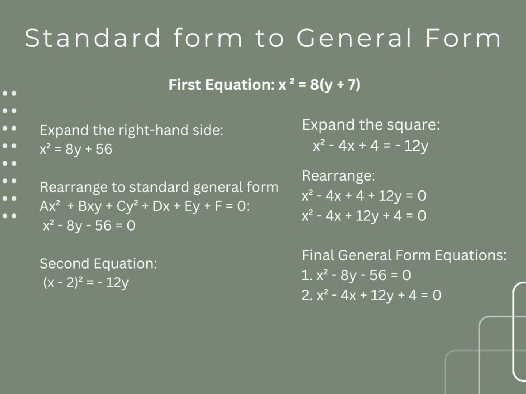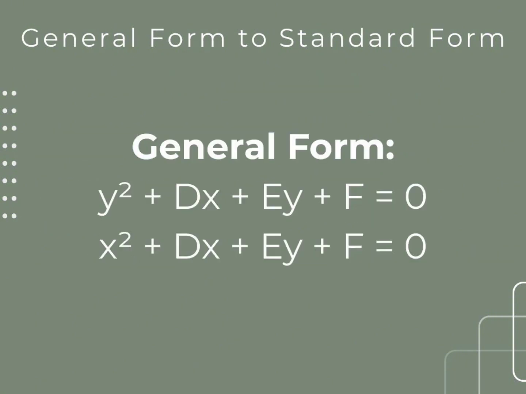And our final general form equation for number 1 is x squared minus 8y minus 56 equals 0. And for number 2, x squared minus 4x plus 12y plus 4 equals 0. Now, let's transform the general form of a parabola equation into its standard form.